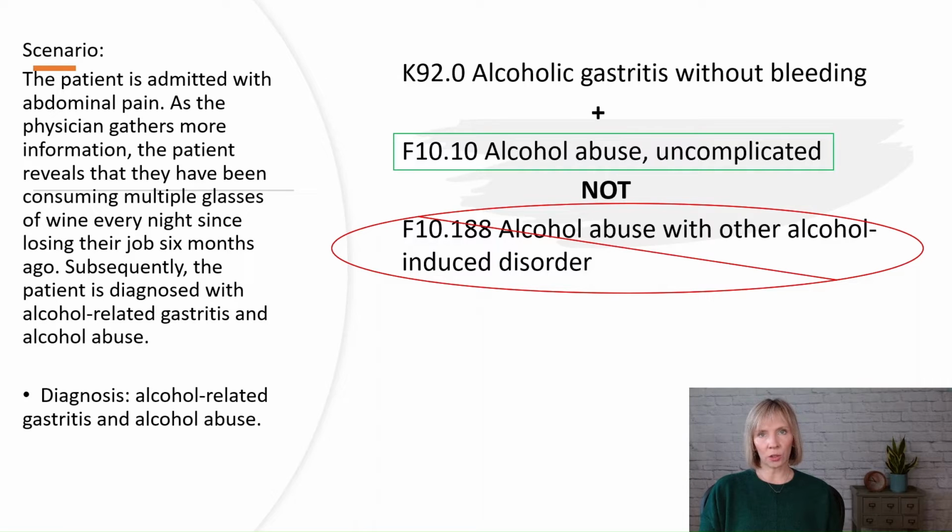This is because gastritis is a medical condition, and while it's necessary to assign a code for the alcohol abuse, it should be classified as uncomplicated since the development of gastritis resulting from it does not fall under the classification of a substance-related disorder in ICD-10.